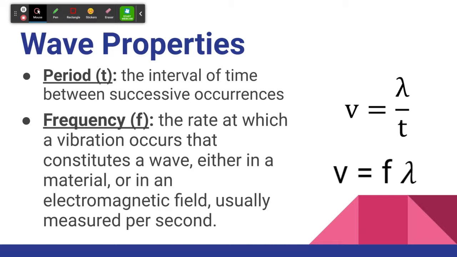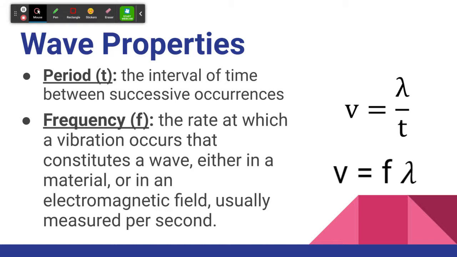In waves, it's like, how long does it take for one wave to be produced, to oscillate? Okay. Frequency is how often something happens. In this case, they say the rate at which vibration occurs that constitutes a wave, either in a material or in an electromagnetic field, usually measured per second. That's a whole lot of gobbledygook, basically just to say how many times something happens, the number of times something happens over time.